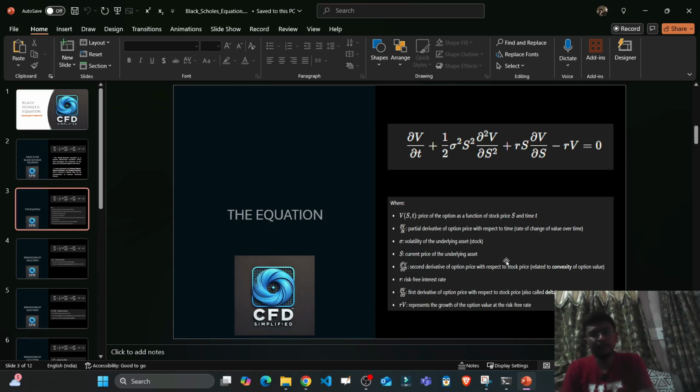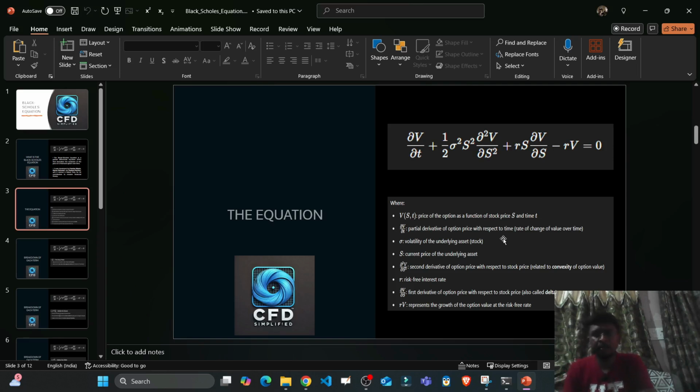Sigma is the volatility of the underlying asset. Now what is volatility? I will explain later on, just note down that sigma is the volatility of the underlying asset. S is the current price of the underlying asset, whatever you are owning. S represents the current price of that asset. Del 2V by del S2 is the second partial derivative of the option price with respect to the stock price, or the current price.